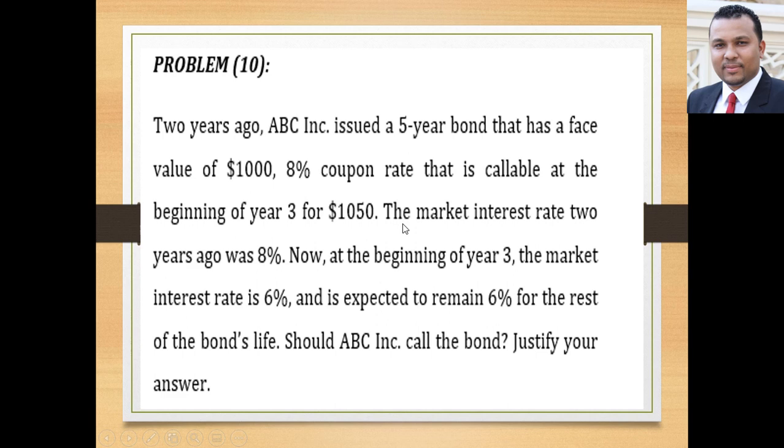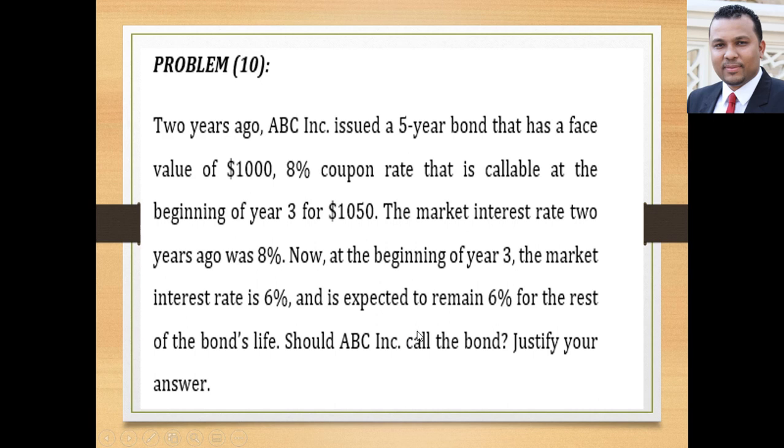The call price is $1,050. The market interest rate 2 years ago was 8%. Two years ago, we talked about the protected time. Now, at the beginning of year 3, the market interest rate is 6% and expected to remain 6% for the rest of the bond's life. We compare whether ABC should call the bond or not.